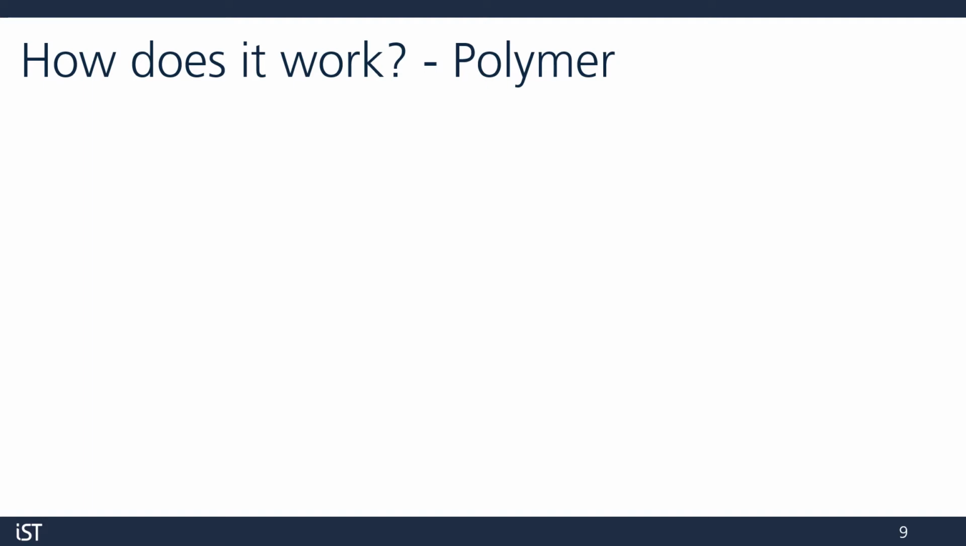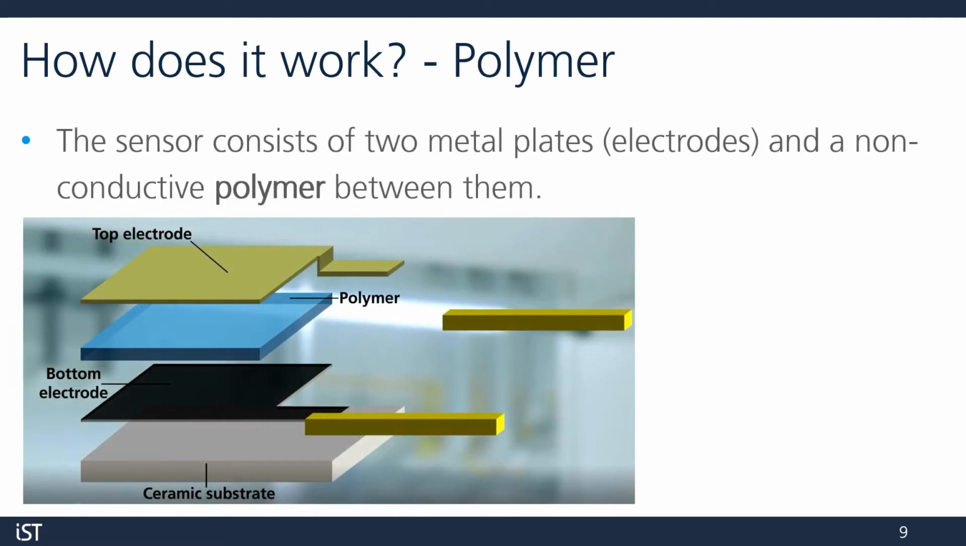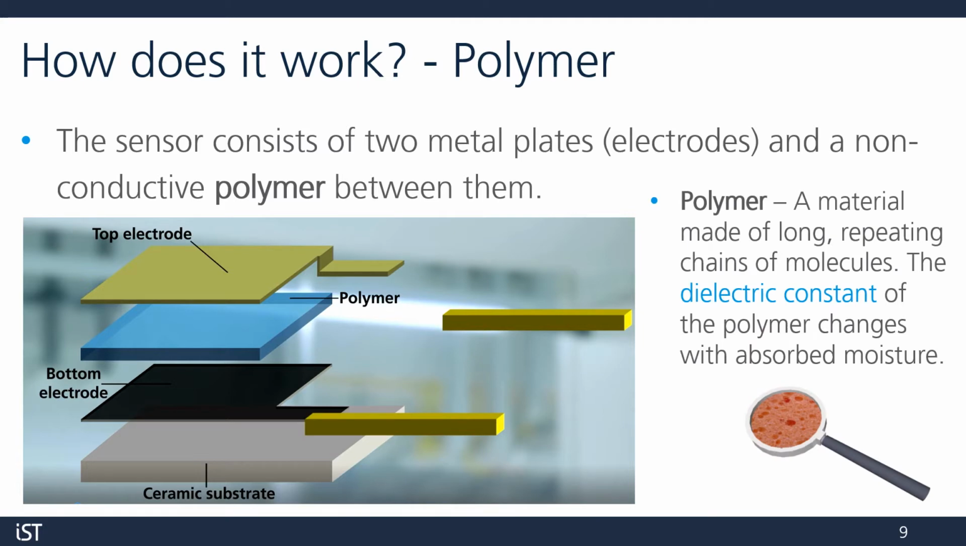How does the sensor work? Thin film capacitive humidity sensors, like the ones from IST, consist of two metal plates which act as the electrodes. Between them, we have a polymer. This is a material made of long repeating chains of molecules. Its dielectric constant changes depending on how much moisture is absorbed inside. You might try to think of it as a sponge. It'll hold water in a moist environment until the water evaporates, then the sponge dries out.